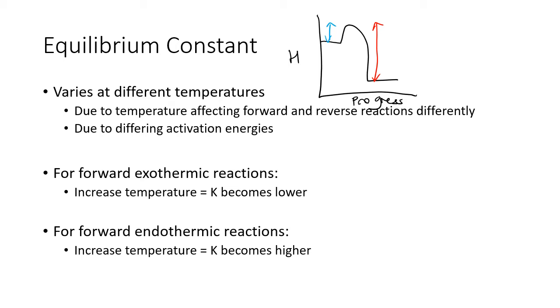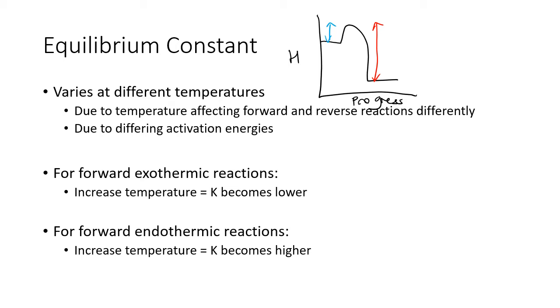So, since they have different activation energies, they're going to be affected differently by different temperatures. In general, we're going to be learning some other principles later, but in general, if you have an exothermic reaction or a forward exothermic reaction, when you increase the temperature, K becomes lower. For a forward endothermic reaction, if you increase the temperature, K becomes higher.